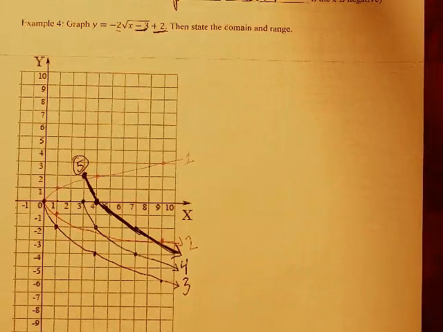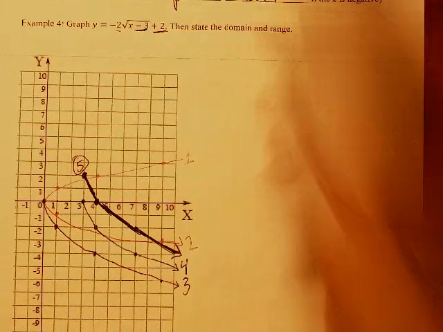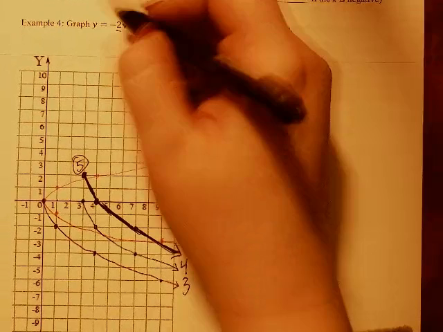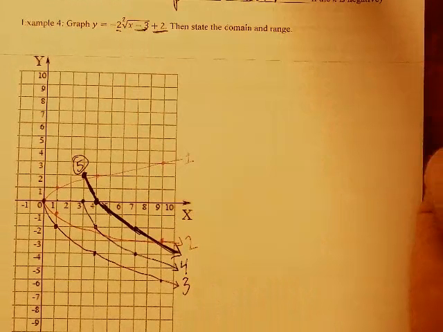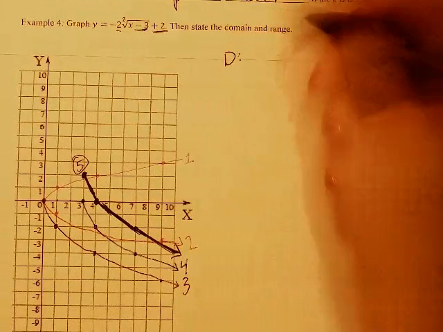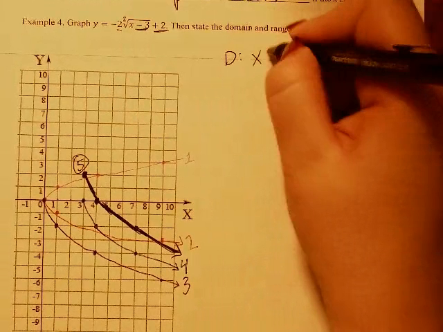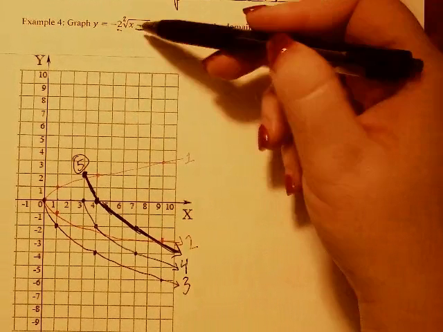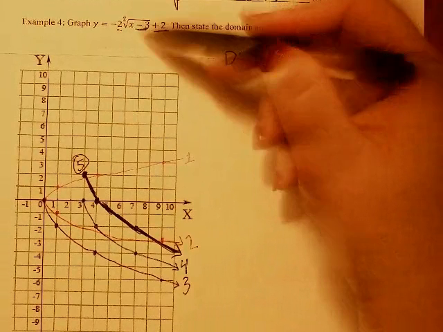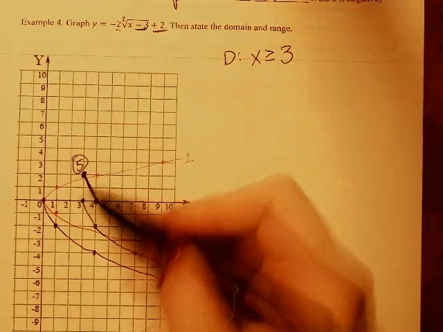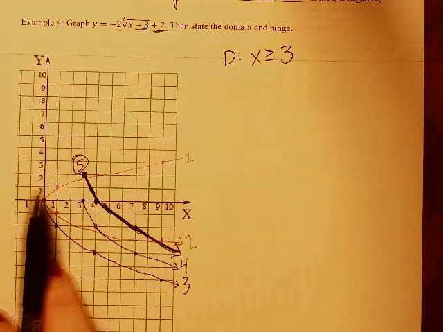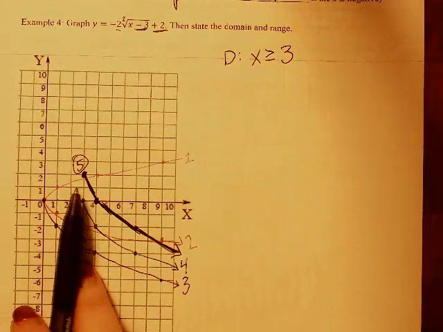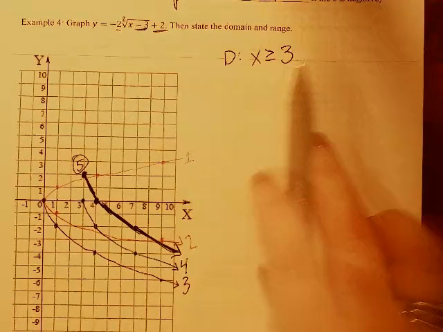Now we have to state the domain and range. So again, if there's no number here, our index is 2, so it is even. So our x is greater than or equal to our h, which here is 3. If you look at the graph, we don't have any dots over here on our final graph until we get to 3. And then it's everything bigger than that. So x is greater than or equal to 3.